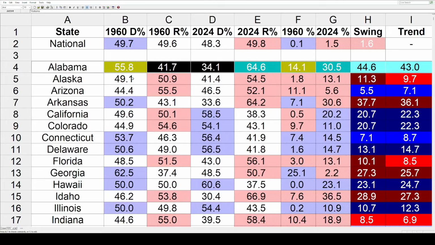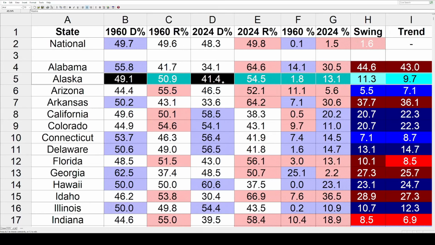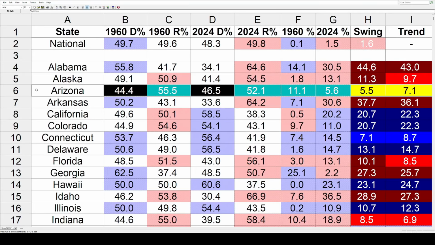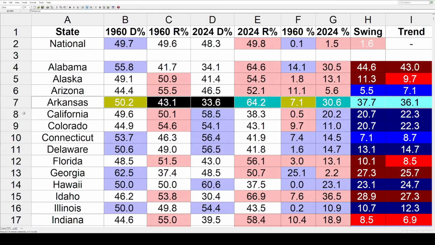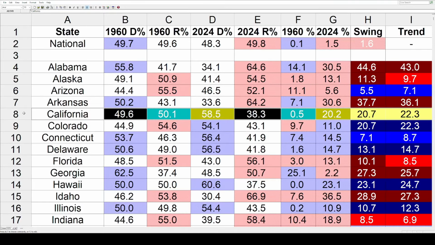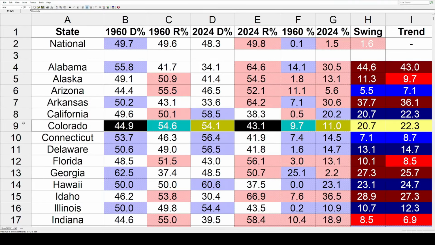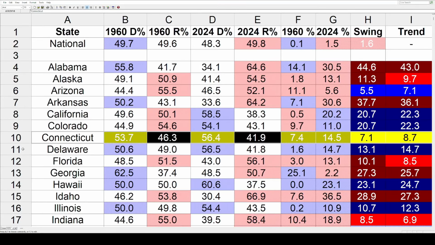Now let's speed through the rest of these states. Alaska also got redder, but by a milder 9.7. Arizona is the first blue trend down here. It went 5.5 toward Harris while the rest of the country was in the opposite direction. The difference there comes out to a blue trend of 7.1. Arkansas had a huge red trend of 36.1. California had a significant blue trend of 22.3. It was exactly the same in Colorado, 22.3. Connecticut, a milder blue trend of 8.7.